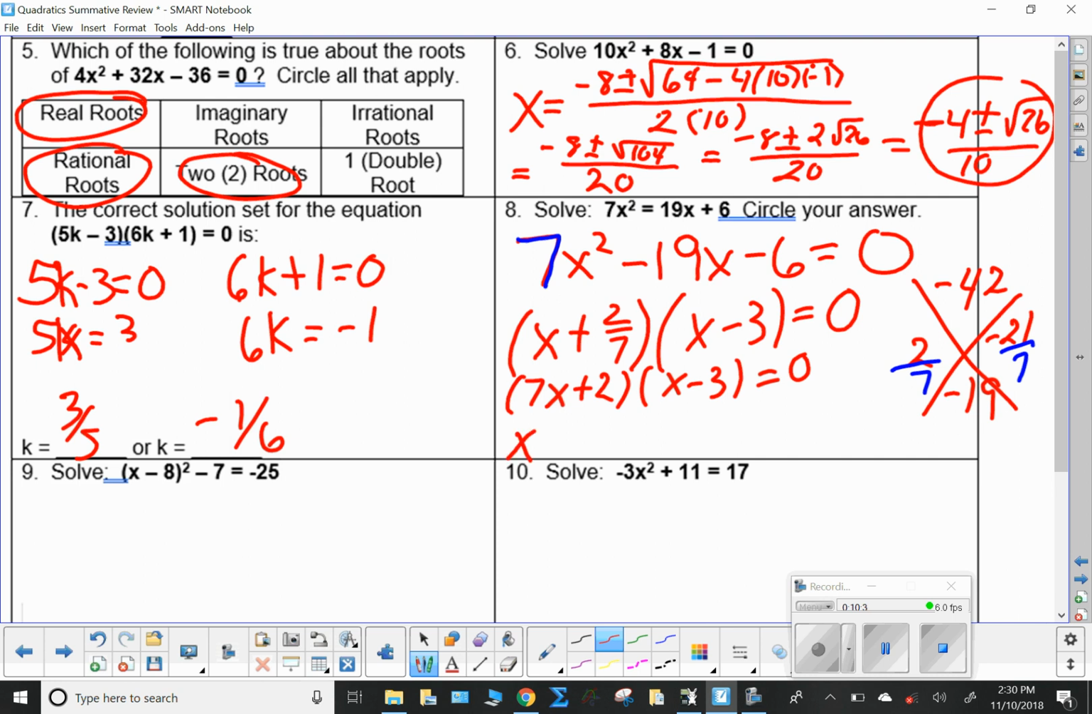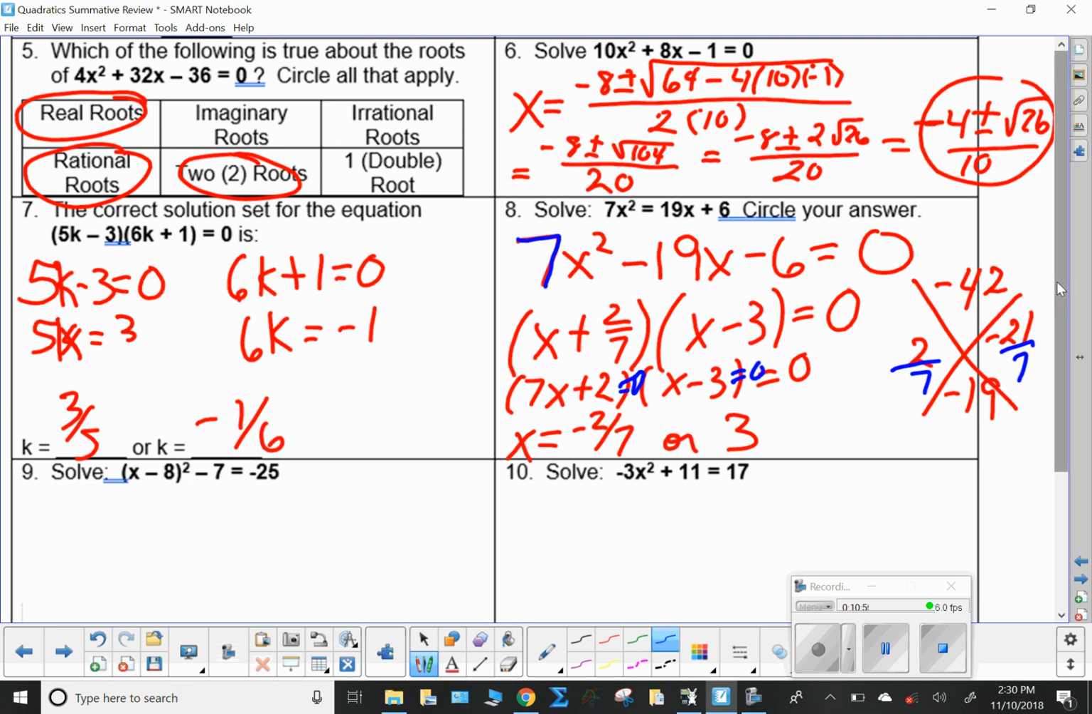This means either 7x plus 2 is 0 or x minus 3 is 0. So my solutions, x equals negative 2/7 or 3. You set each factor equal to 0 by itself. So 7x plus 2, I would set that equal to 0 and solve for x. x minus 3 is equal to 0 and solve for x. Pretty easy.